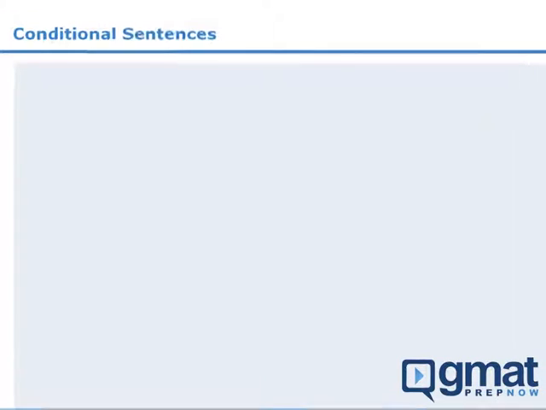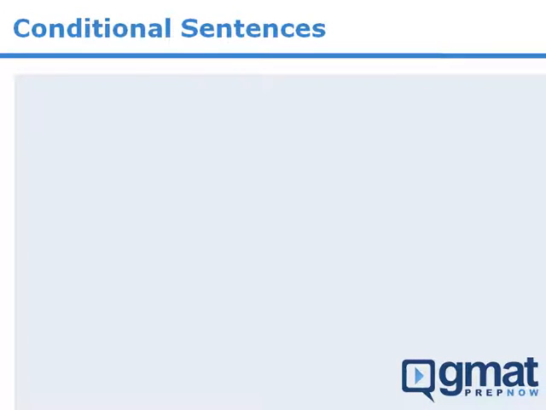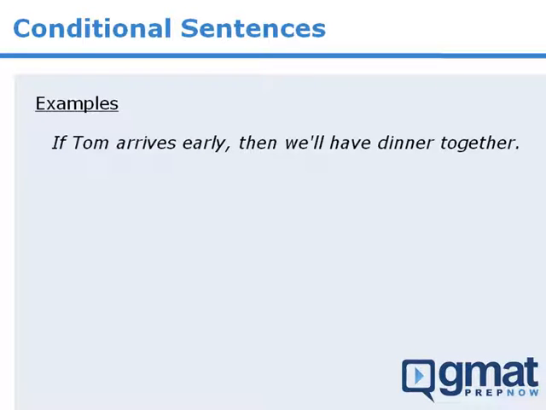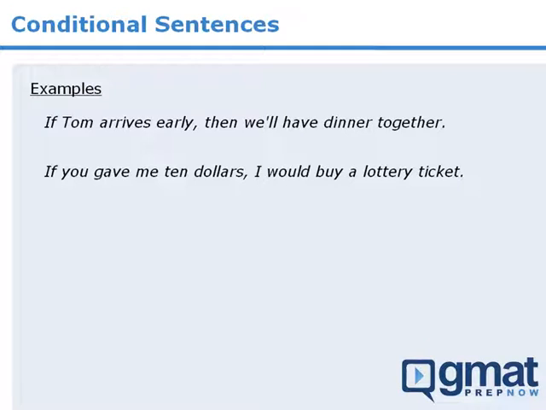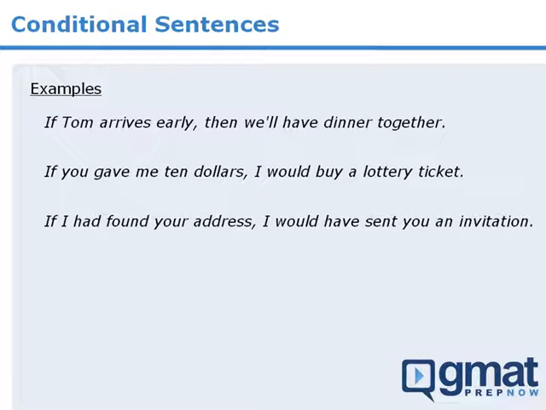In this lesson, we'll examine conditional sentences. These are sentences in which we describe some result that will follow if some condition is met. Here are some examples. If Tom arrives early, then we'll have dinner together. If you gave me $10, I would buy a lottery ticket. And if I had found your address, I would have sent you an invitation.